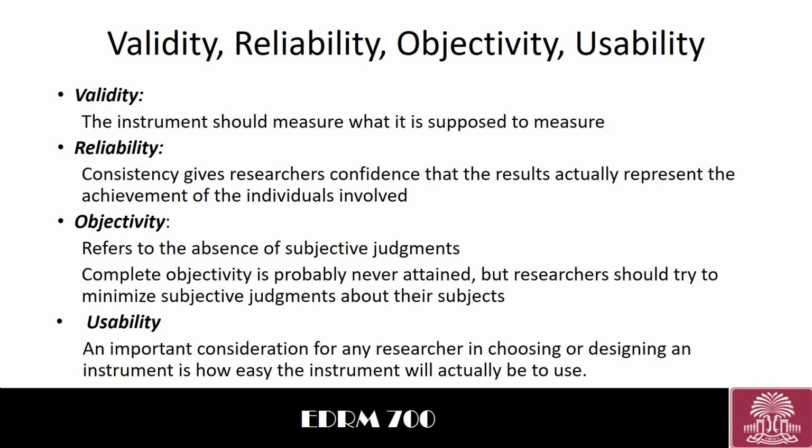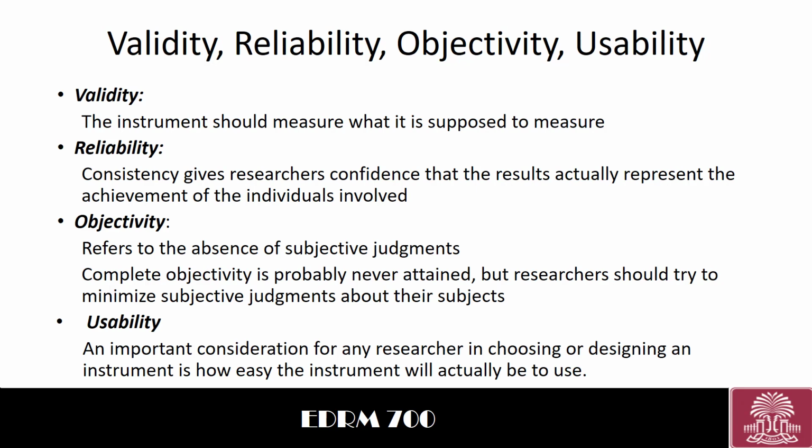Validity. The instrument should measure what it is supposed to measure. This is the general idea of validity. It is important for your studies to have valid instruments. Reliability involves consistency, which gives researchers confidence that the results actually represent the achievement of the individuals involved. Researchers need to document the validity and reliability of instruments used in their studies.